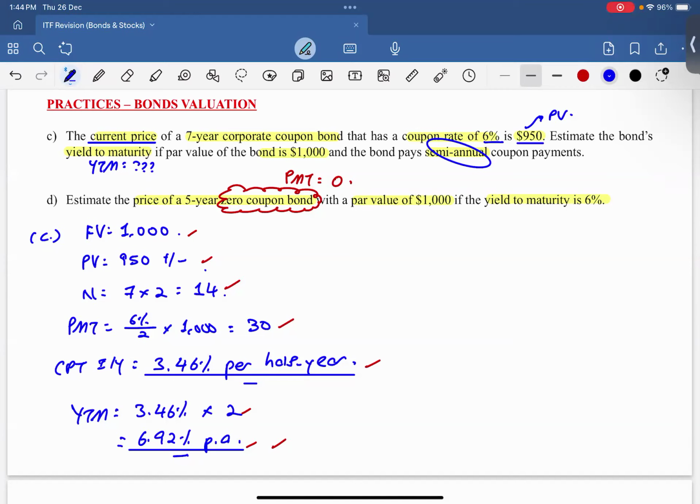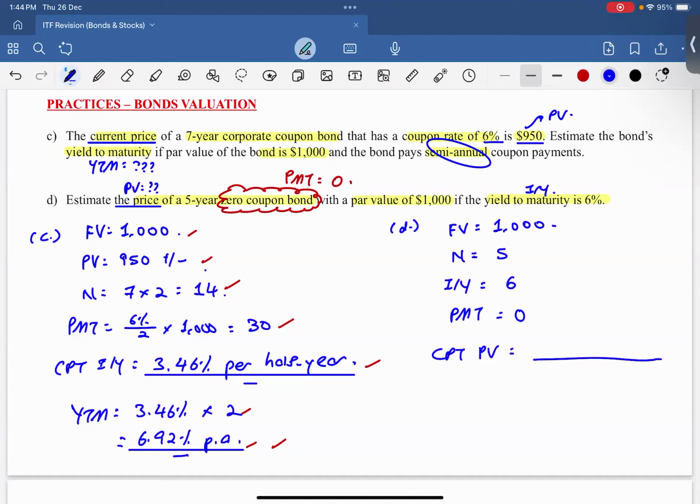So let me show you. Question D here. Let's work on estimating the price. That means the present value. So FV equals 1,000, and then the number of periods is 5, and then IY. IY is 6, the yield to maturity is IY, and your coupon payment is 0. So you compute your PV, and you will get the answer straight away.